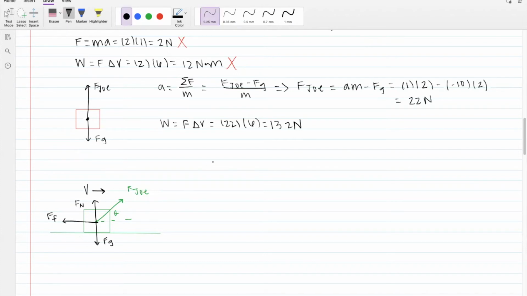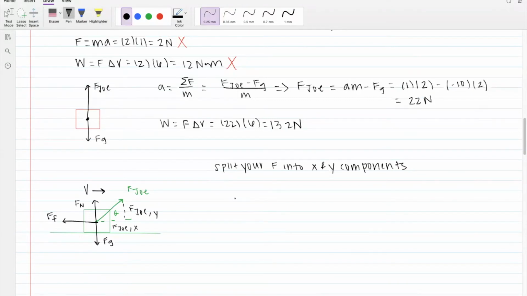So, as always, when you see a diagonal, your first thought should be to split your F into X and Y components. So if we look at the force applied by Joe, we have its X component, which is located here, and its Y component, which is along this dotted line.